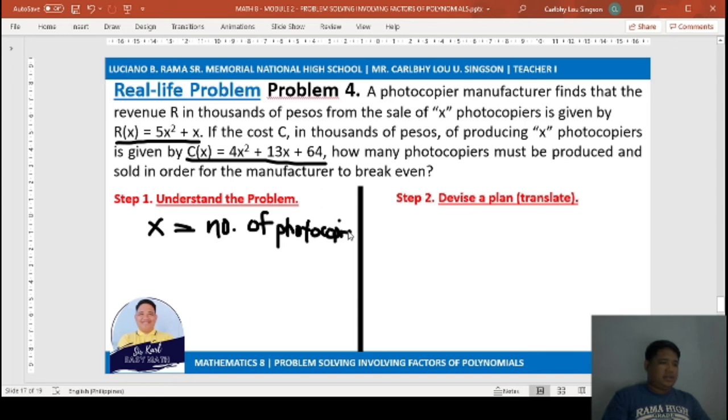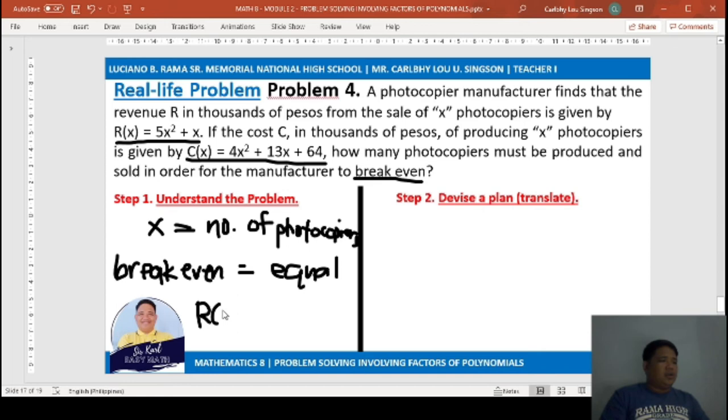Right, so X would be the number of photocopiers that must be produced and sold. And when we say break even, we need to understand that it means equal. So in this particular problem, the revenue, let's denote that as R of X, is just equal to C of X, the cost. That is our understanding of the problem: the revenue, given by the formula R of X, and the cost are just equal. Easy.